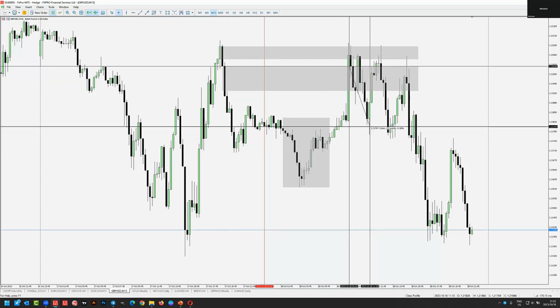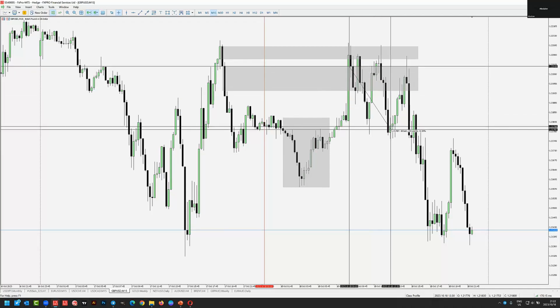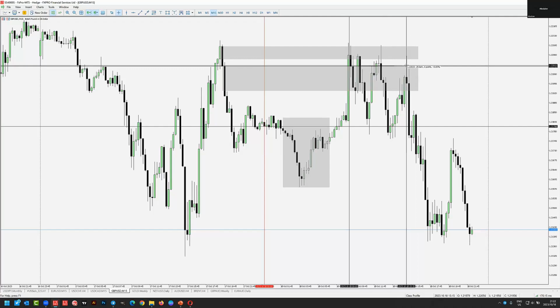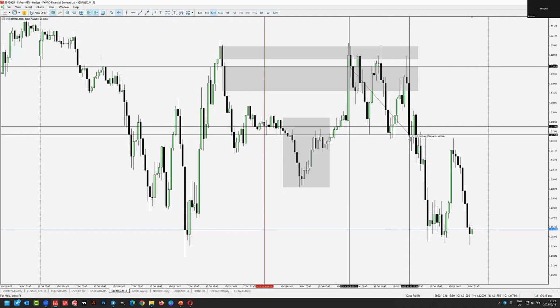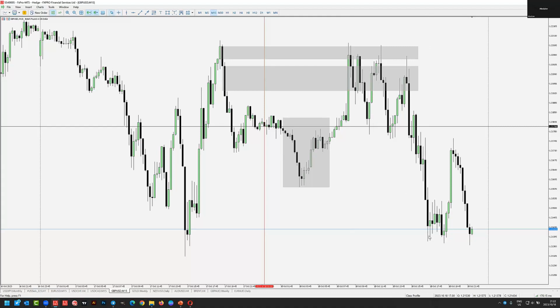There, 22 pips. Price comes back again, another 22 pips. Price comes back again, another. Ultimately the market moves 62 pips. So they would have been, yeah.